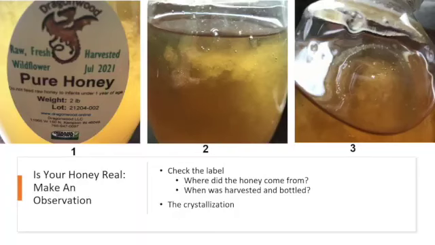Well, how can you tell if your honey is real? Some experts suggest that when you buy your honey, you should always check the label. The label should tell you where the honey came from and when it was harvested and bottled. The first photo shows an example of honey that I found in my house.